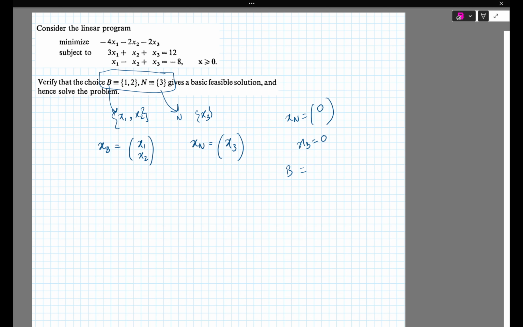So basic feasible solution means the basic solution also satisfies the non-negative restrictions. Then we just substitute 0 here, and we can compute the values of x1 and x2 to see if it is feasible.